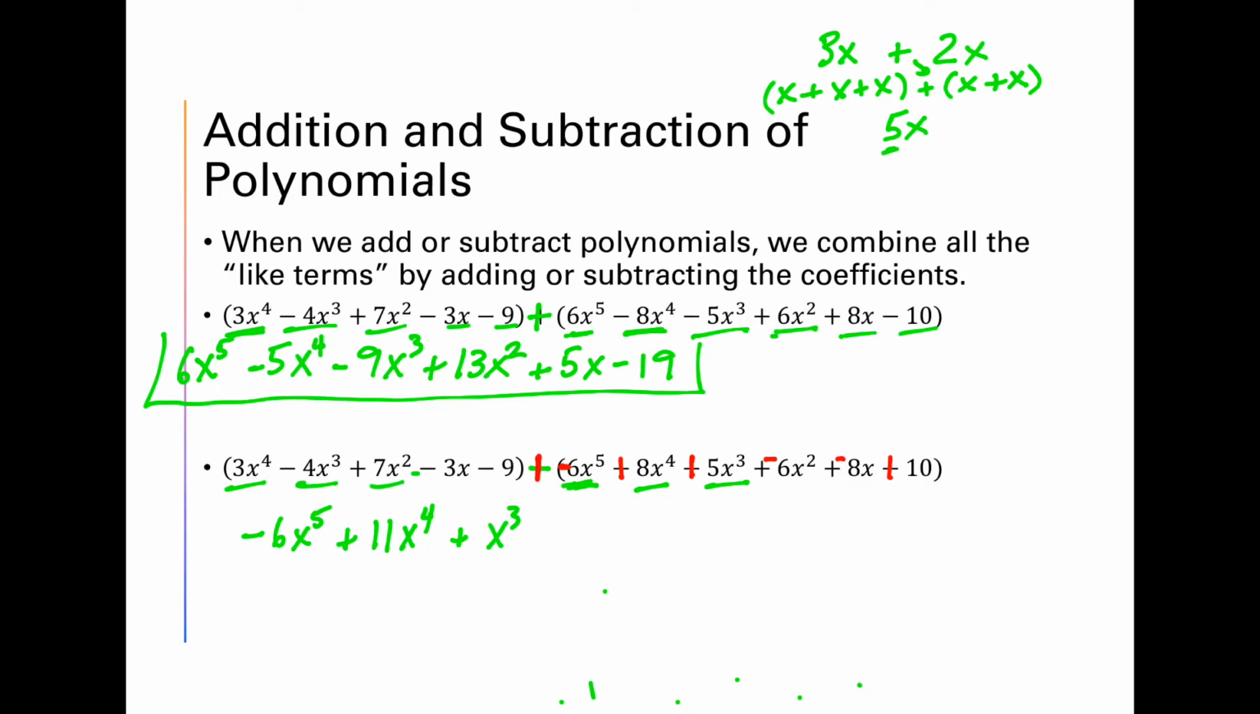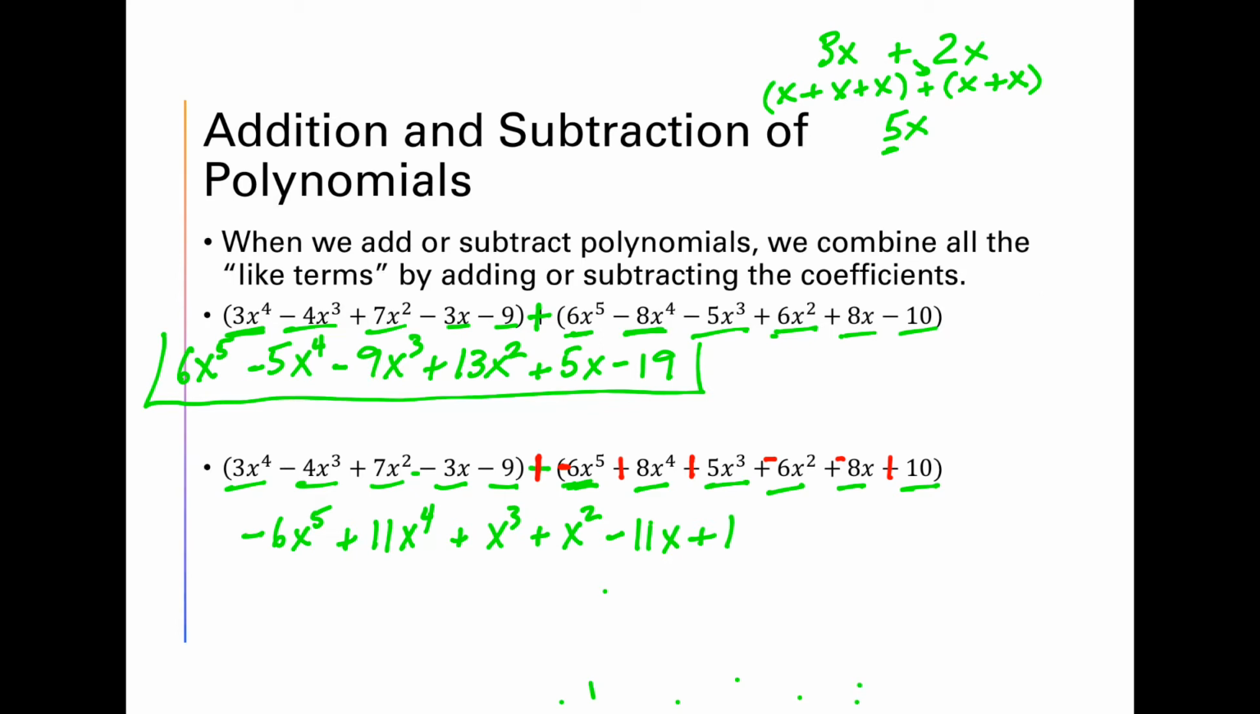Positive 7 minus 6x squared. So that's just positive 1x squared. And then minus 3x minus 8x, that's minus 11x. And then we had negative 9 and positive 10. That gives me plus 1. And so there we have the subtraction.